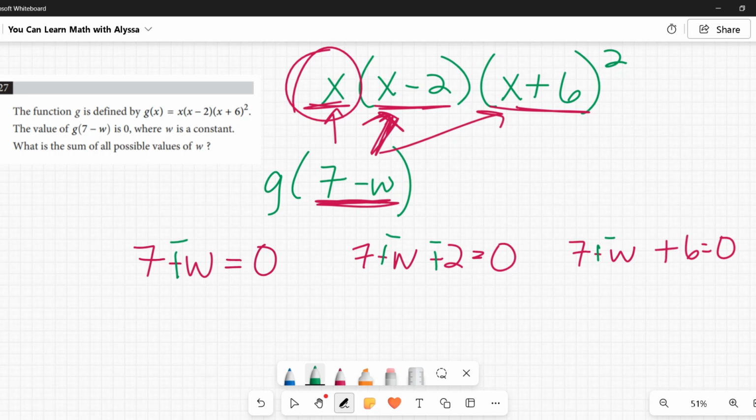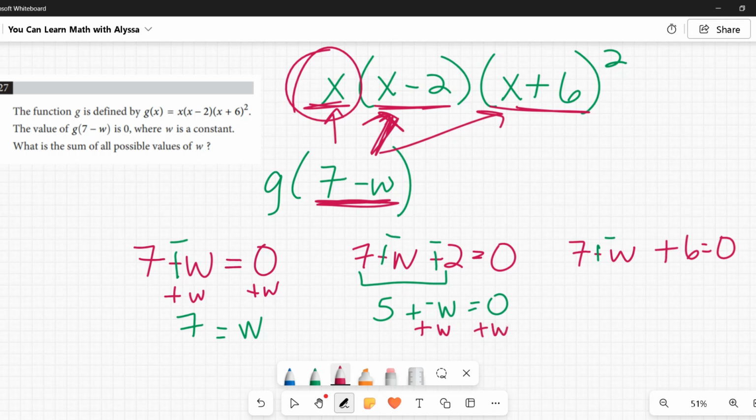All right, so our first one, 7 minus w equals 0, or 7 plus a negative w equals 0. I'm going to add w to both sides, so things cancel out, and I get 7 on the left and just w on the right. So there's my first possible value of w is 7. The next one, I can combine 7 and negative 2. 7 and negative 2 is 5. So 5 plus a negative w equals 0. Same thing here. I'm going to add w to both sides, and I get that 5 equals w.